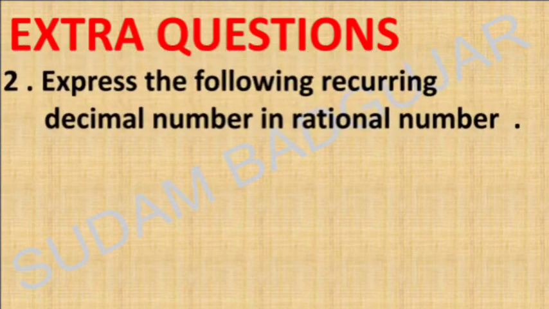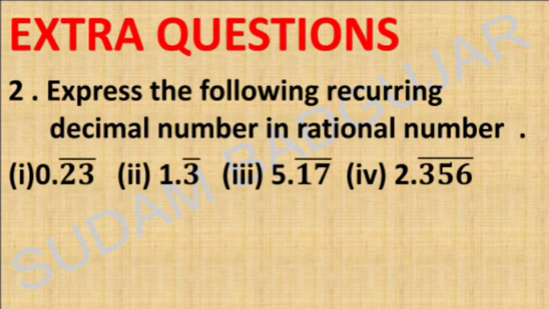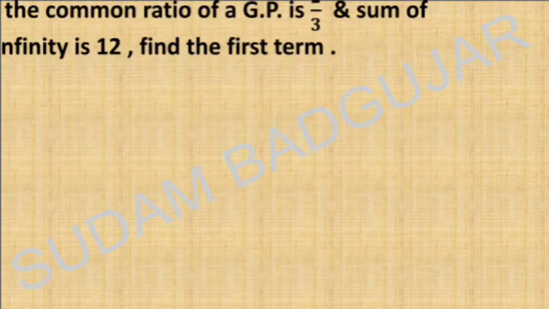Now the extra question of the same type: express the following recurring decimal numbers as rational numbers, that is 0.23 bar, 1.3 bar, 5.17 bar, 2.356 bar. Okay, now question number 3 from your textbook.